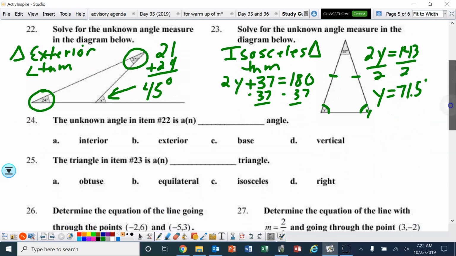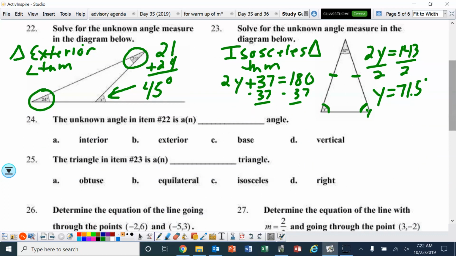All right, number 24. The unknown angle in number 22 is a blank angle. We already said that. That is an exterior angle. The triangle in item number 23 is an, we already said that, that's an isosceles triangle.